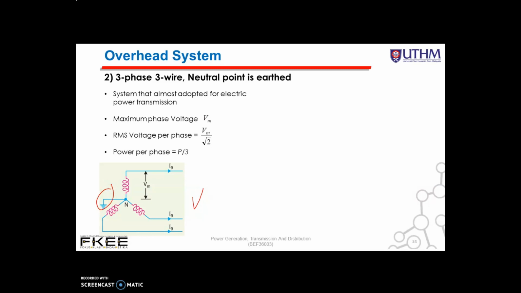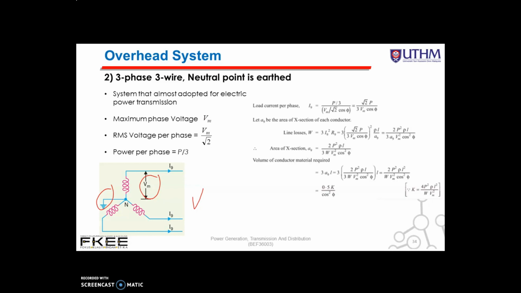The maximum phase voltage is Vm. You can see here, this one is the maximum voltage, Vm. So the RMS voltage per phase is Vm over root 2. Then the power per phase is P over 3. Then we have to calculate the load current per phase. The load current per phase is this one, I phase. You can see here, I phase is equivalent to P over 3, divided by Vm over root 2 cos phi.